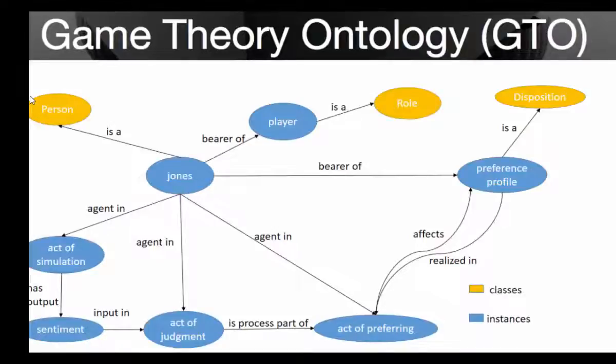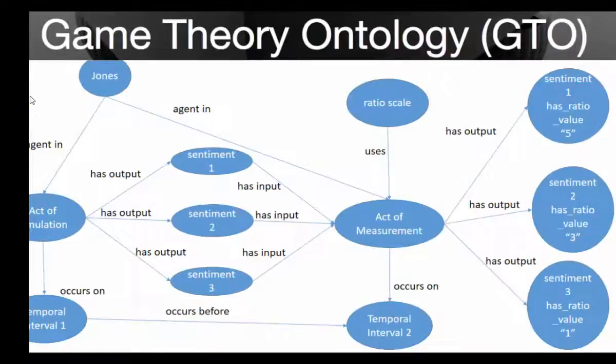Now, Jones, I think, simulates each possibility. This produces sentiments for each possibility. He imagines eating at these different restaurants and what that experience would be like. He judges that, and these are all parts of an act of preferring that realizes his general disposition. Now, for each of these simulations, there are sentiments that are created that he then measures. And on this active measurement, there's a value that gets spit out on the other side. These aren't classes here. These are actually RDF statements, but I needed the space to include them. So sentiment 1 has ratio value 5, sentiment 2 has ratio value 3, etc.